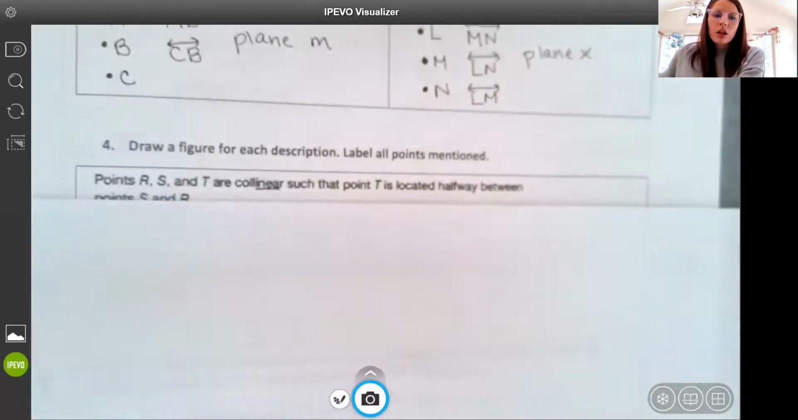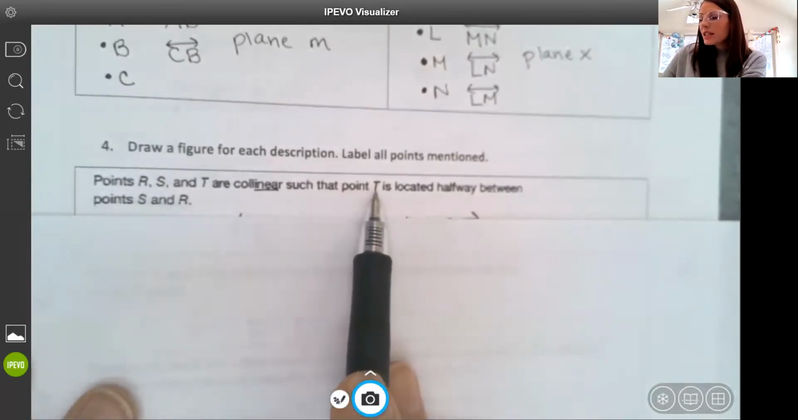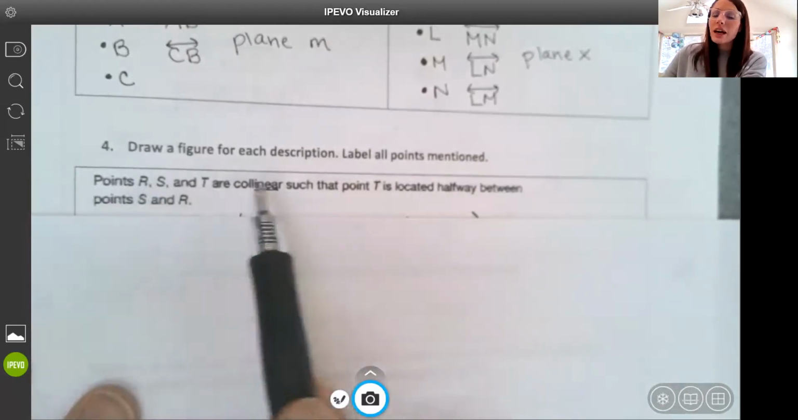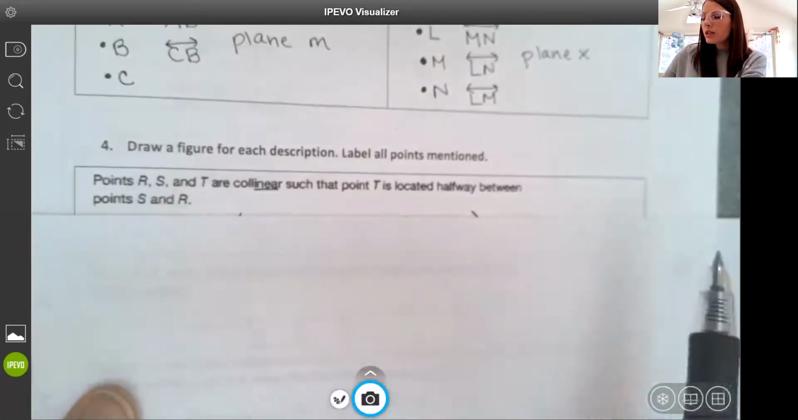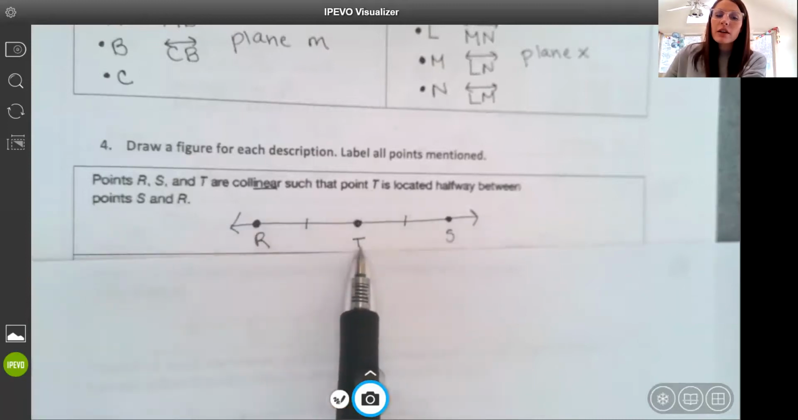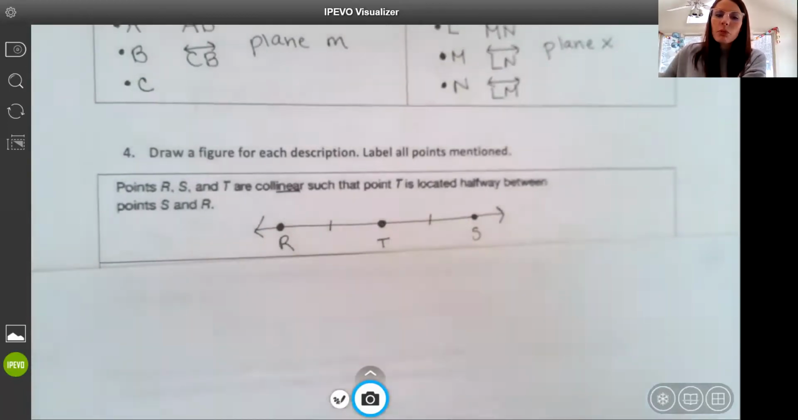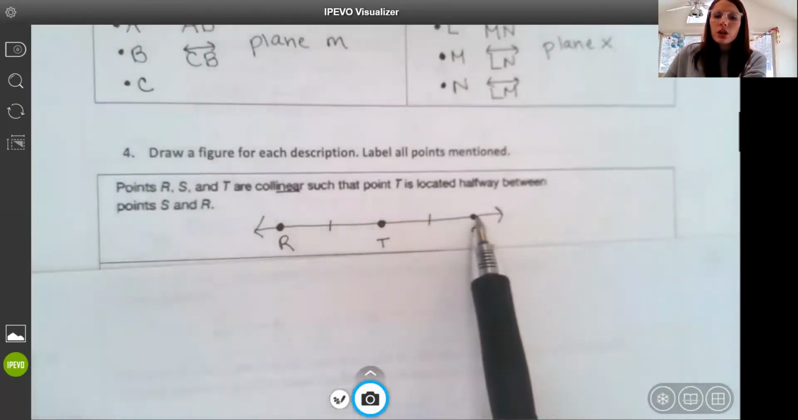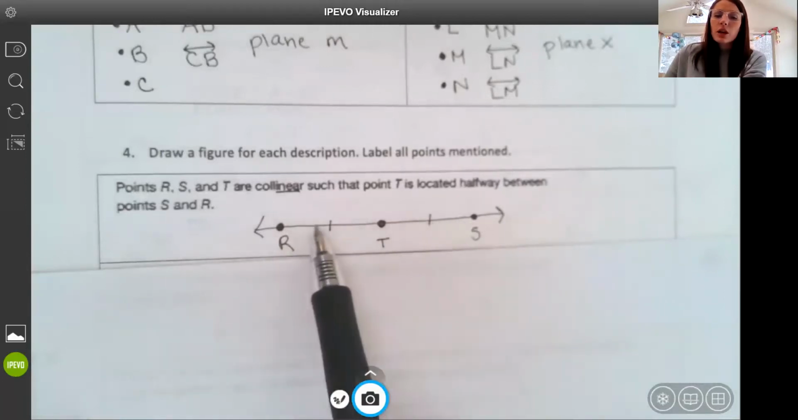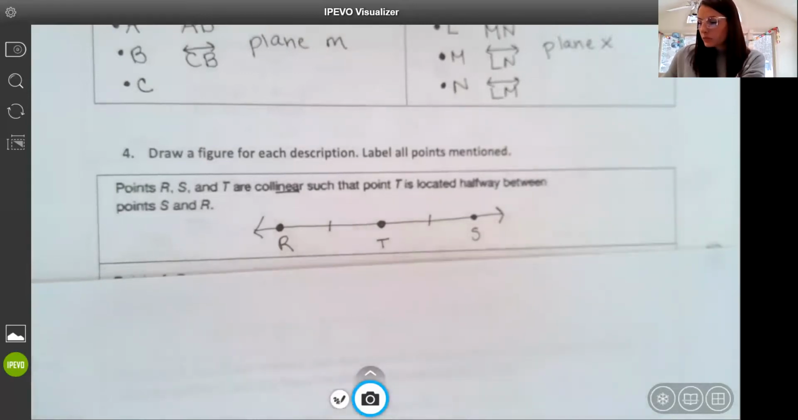Let me zoom out a little bit. Points R, S, and T are collinear such that point T is halfway between S and R. So it's a little tricky because it lists T last. I could see someone just drawing a line and going R, S, T, they're on the same line. But T has to be located halfway between R and S. So here's my diagram marking they're collinear, meaning they're all on the same line, and T is halfway between R and S. And these tick marks are showing that this is the same length. You'll see that a lot in our diagrams.